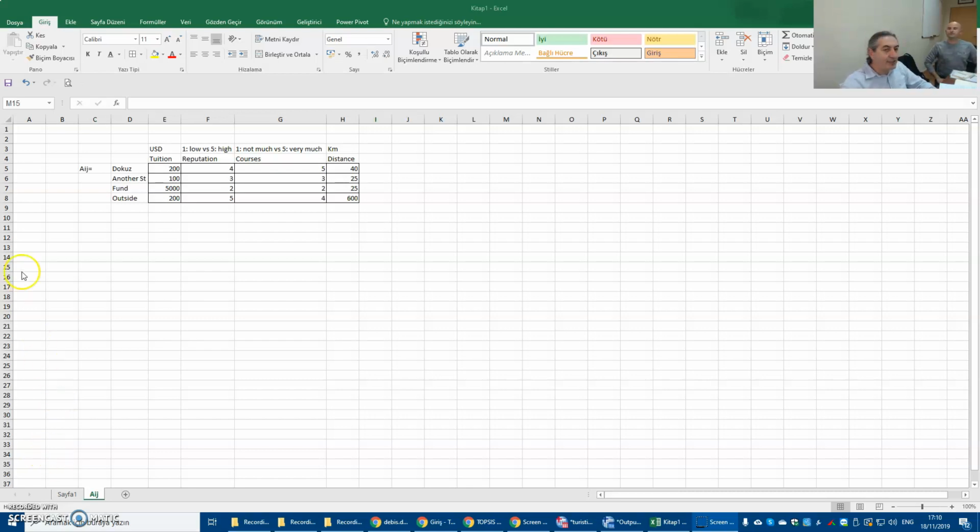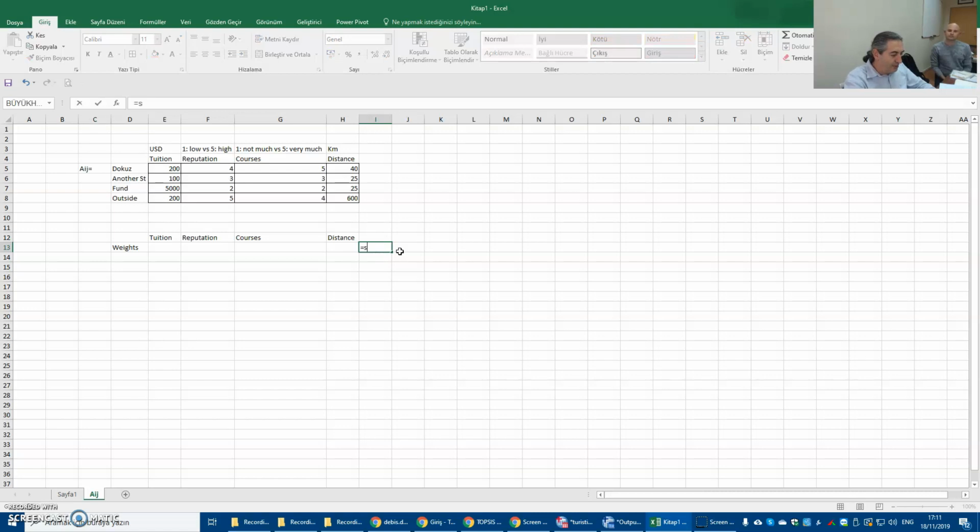So the next step is determining the weights, okay? So of tuition, repetition, course and distances. Let's do it. Copy and paste. Criteria and the weights. To get the sum of value is 1, okay?